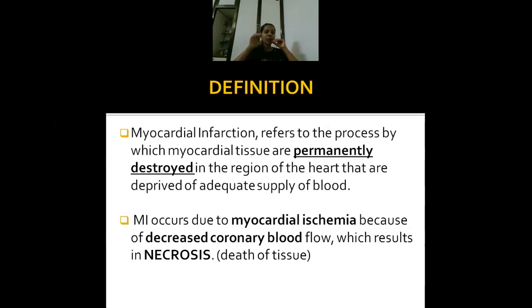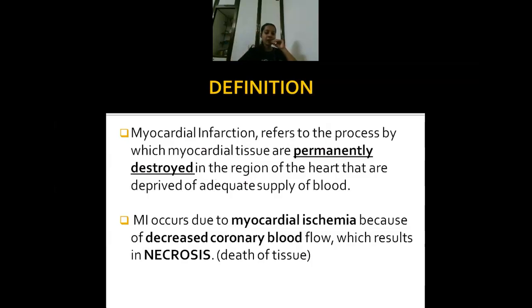When there is destruction of the myocardial tissue, what will happen? There will be decreased blood circulation, mainly because of decreased blood flow and oxygenation. So finally, because of this ischemia, what happens? It will result in death of the tissue, that is nothing but necrosis.